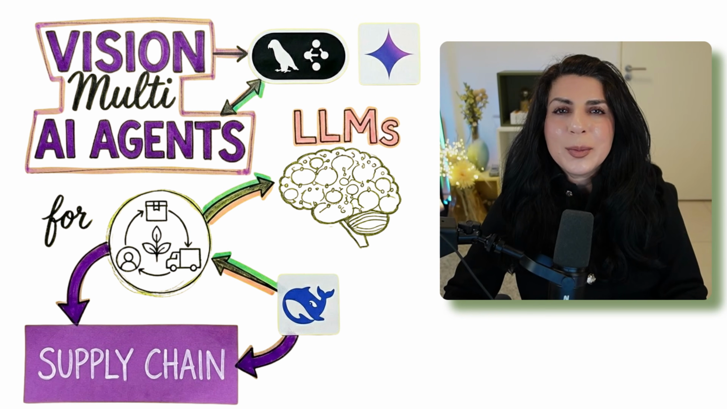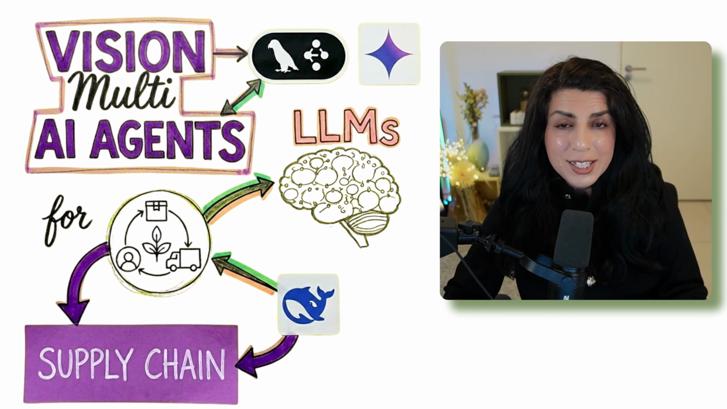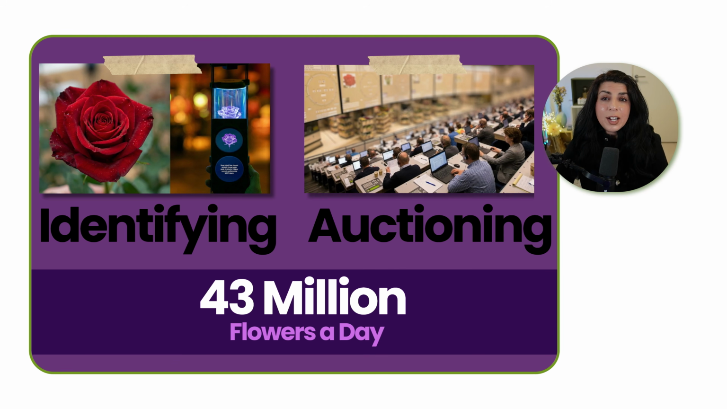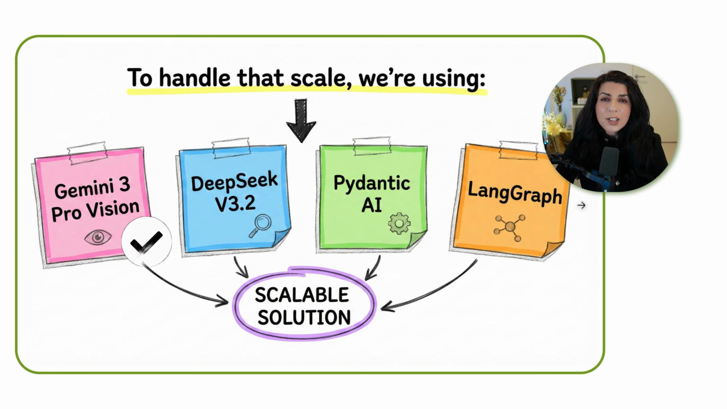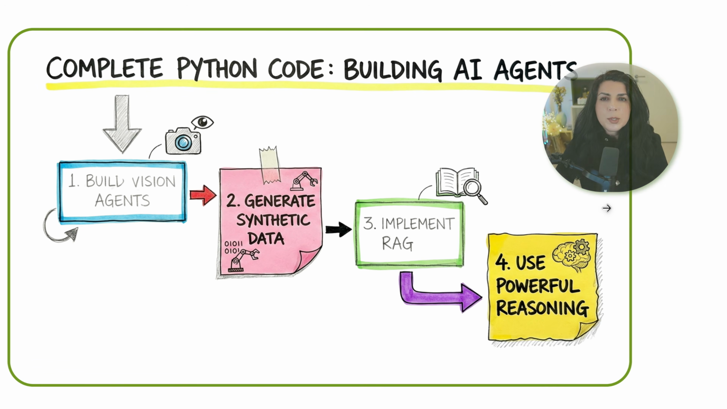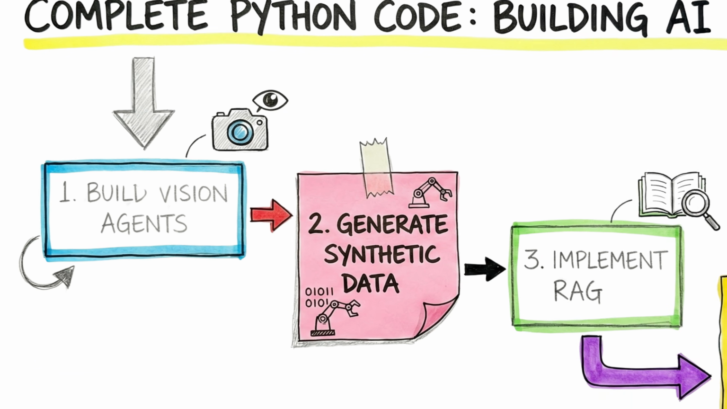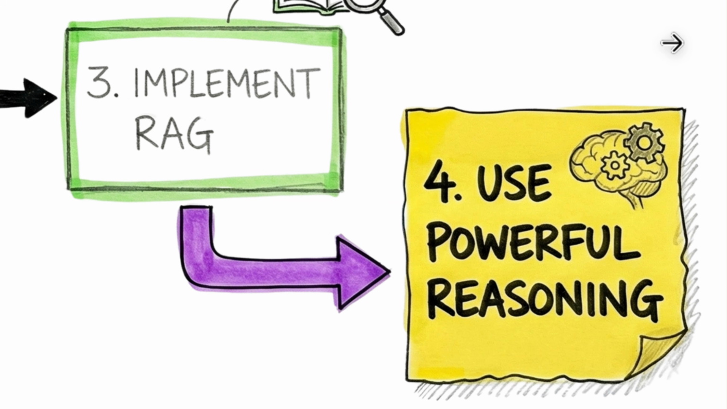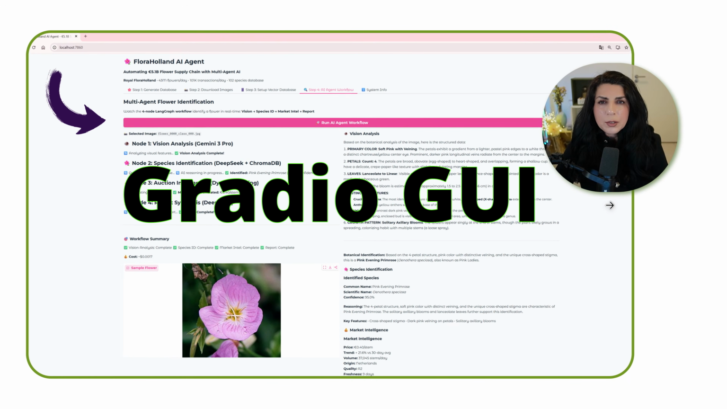Today, I'm showing you how to build a multi-agent system for supply chain that solves a 5 billion flower problem. We are identifying and auctioning 43 million flowers a day in real time. To handle that scale, I combine Gemini 3 Vision, DeepSeek, PydanticAI, and LangGraph. I'm showing you the complete Python code, how to build a vision agent, synthetic data, simplifying RAG, and use powerful reasoning, plus a full Gradio Dashboard as UI.